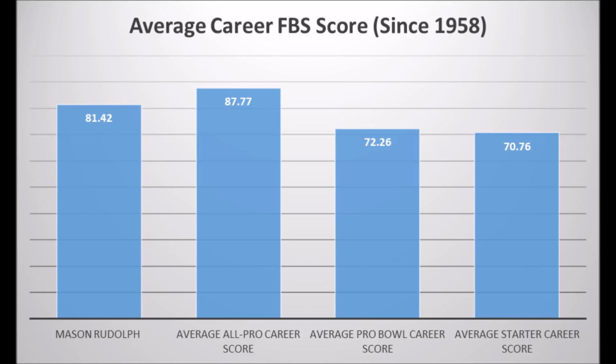Take that as you will. Me personally, I have Josh Rosen over Mason Rudolph in my personal rankings, but based on the statistics, Mason Rudolph is just a little bit higher than Josh Rosen when it comes to the career production score. But because this is an analytics-based top 5, Mason Rudolph would be above Josh Rosen based on the analytics.